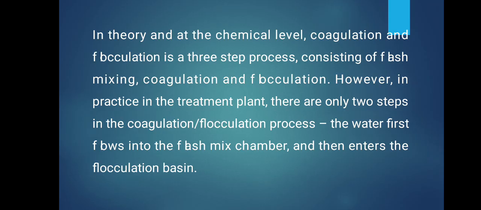Okay, coagulation and flocculation is a three-step process consisting of first mixing, then addition of coagulant in case of the coagulation process, and then flocculation. Flocculation is rotating. However, in a treatment plant there are two steps only. The water flows into a flash mix chamber and then enters the flocculation basin. Generally, the coagulation process means adding coagulant, first mixing using the paddle, then the complete flocculation process.